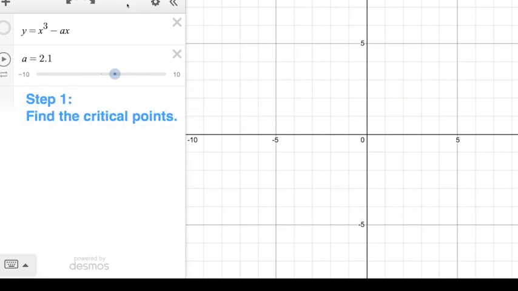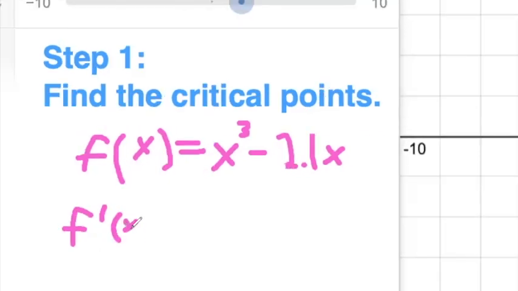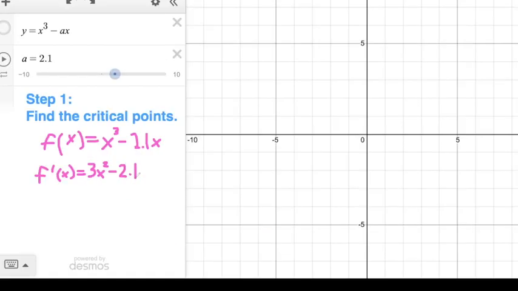Now, in looking at this, we have x cubed minus 2.1x as my f of x. So the first thing in finding the critical points is I need to take the derivative. So I have f of x equals x cubed minus 2.1x. And so I have f prime of x is equal to 3x squared minus 2.1. So then I'm going to set this derivative equal to 0 and also check and see, are there any places where it's undefined? But because this is a polynomial, not a big deal. So we need to solve f prime of x equal to 0. So I'm going to be solving 3x squared minus 2.1 equal to 0.